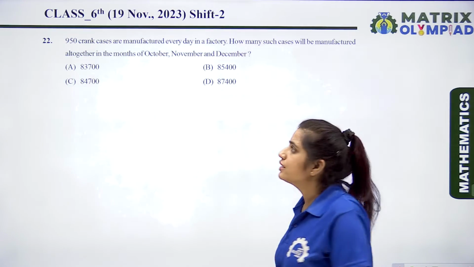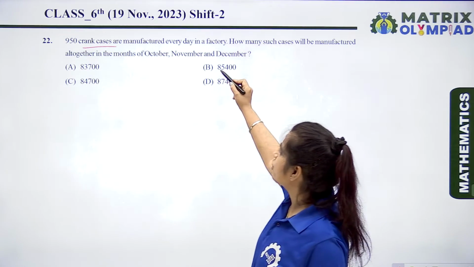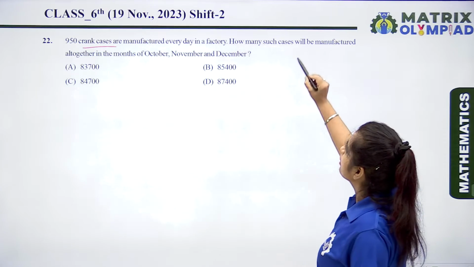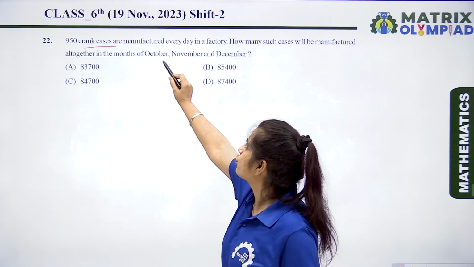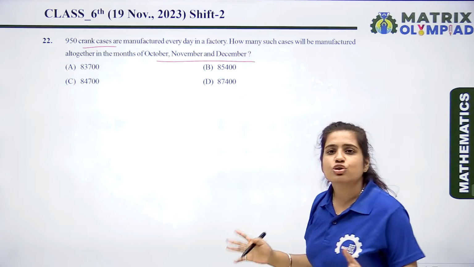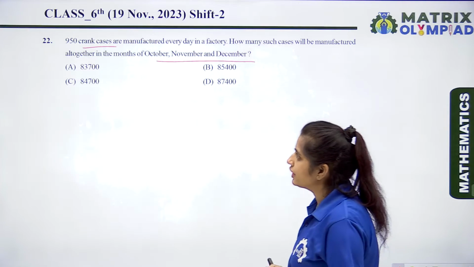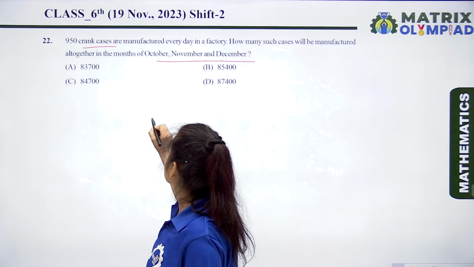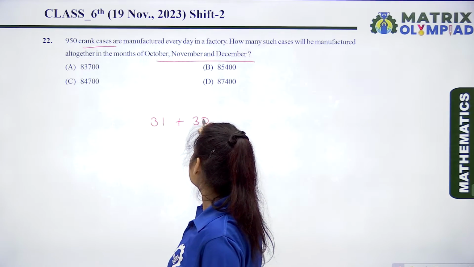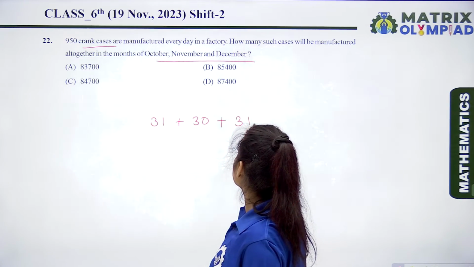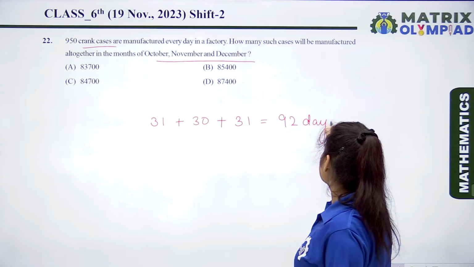The next question is question number 22. 950 crankcases are manufactured every day in a factory. How many such cases will be manufactured altogether in the months of October, November and December? So here we have to find out first the number of days. October has 31 days plus November has 30 plus December has 31. So the number of days is 92 days.